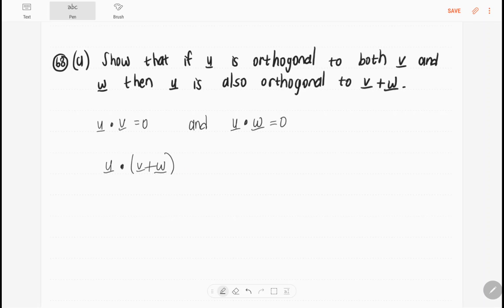So I know, based on the properties of the dot product, the distributive law holds. So I have u dot v plus u dot w. And I know that these two are both 0, so it's 0 plus 0. So our answer is 0. So therefore we've shown that u is orthogonal to the vector v plus w.